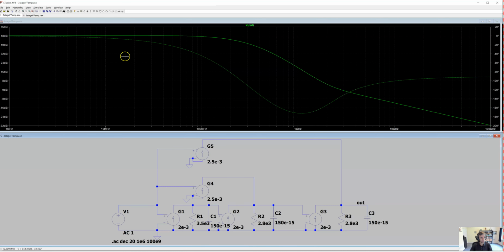So that's it. Hope that helps you understand this feed-forward amplifier compensation.